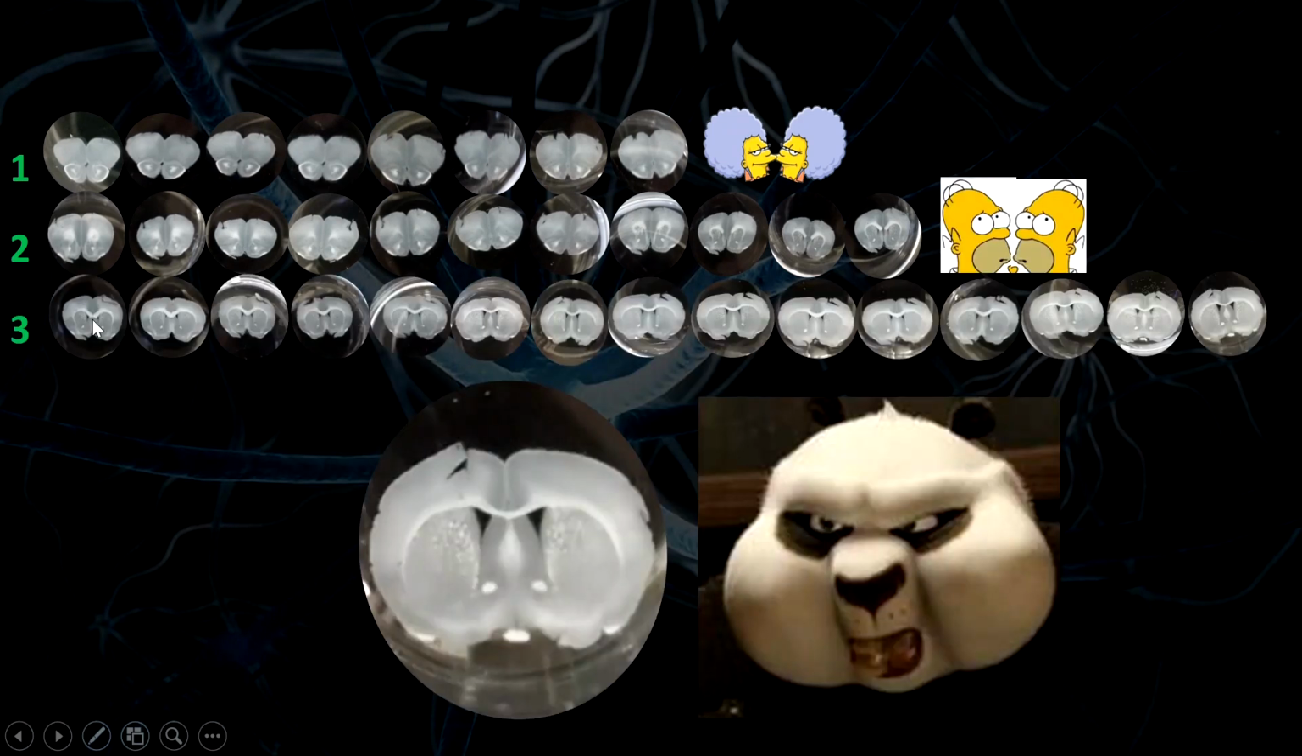Okay, and then the third row, I think that looks like the Kung Fu Panda because see this triangle shape, that's his eye, and then there's a big cheek, so that's his cheek, and then there are 2 dots, that's his nose, and there's a little mouth there. Okay, so that's the third row.